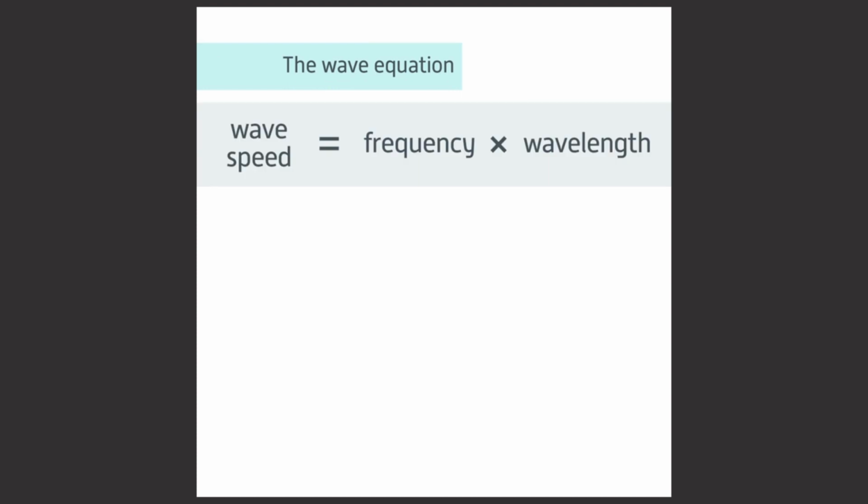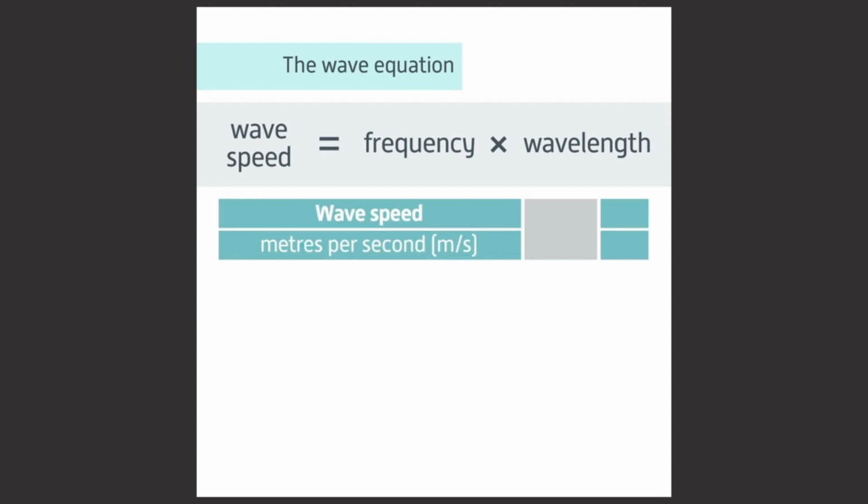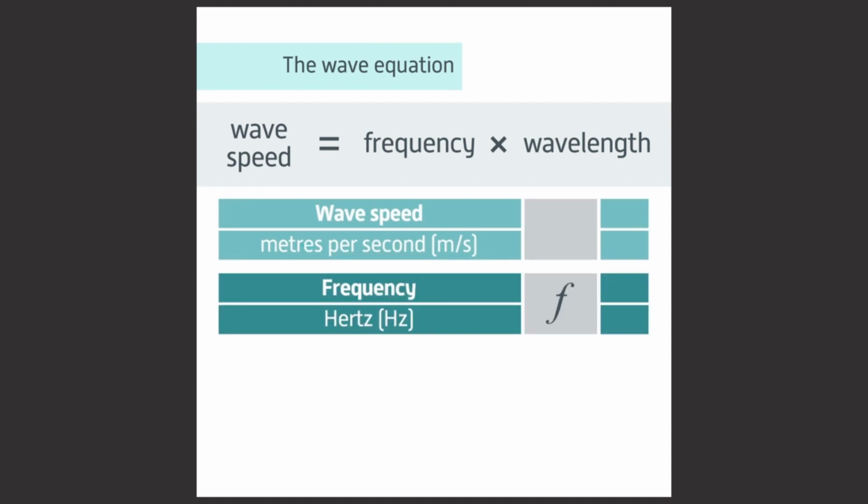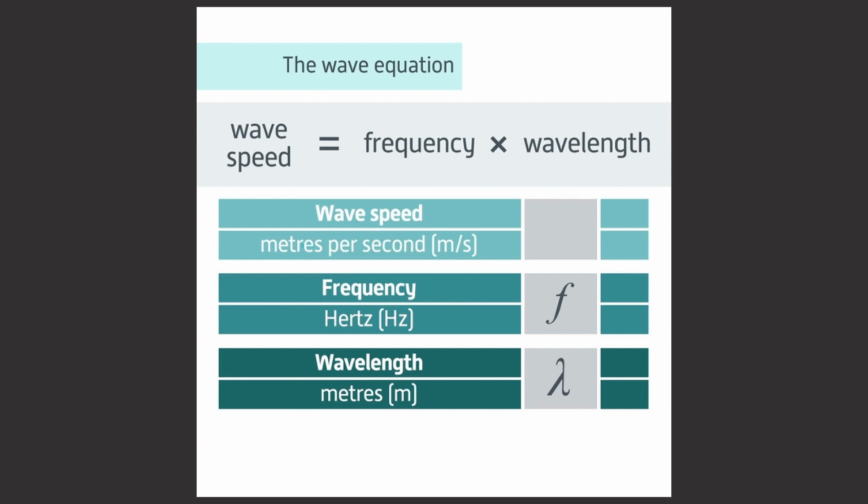Wave speed equals frequency multiplied by wavelength. Wave speed is measured in meters per second. Frequency is the number of waves per second and is measured in hertz. Wavelength is measured in meters, and the symbol used is the Greek letter lambda.